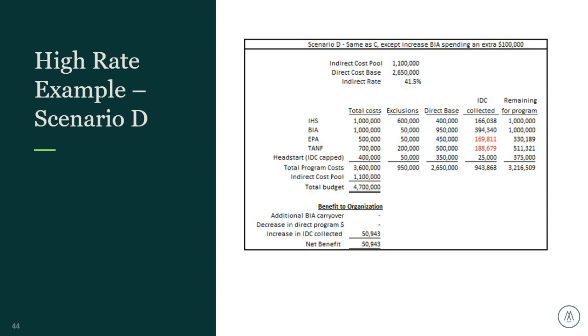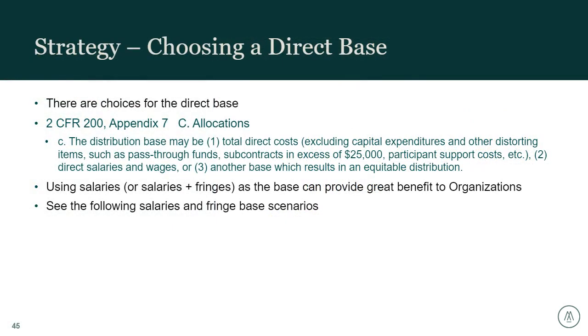So as you've seen, there are various scenarios that could be used depending on what will be more beneficial or what opportunity the organization has. So now let's look into the strategy of choosing a direct base which will be more beneficial for the organization. And there are choices for the direct base. For Uniform Guidance, CFR 200, Appendix 7, there are three options.